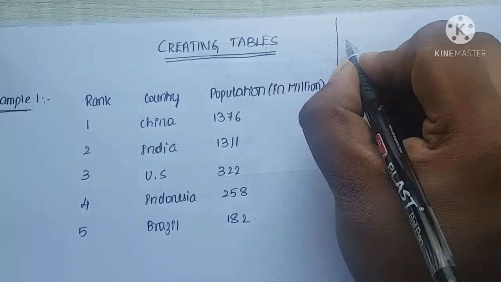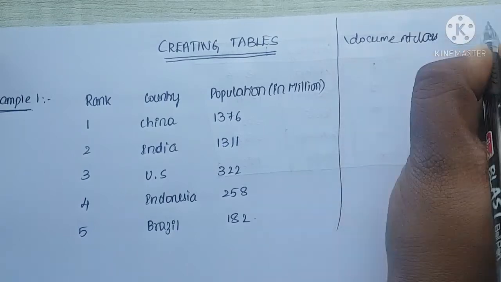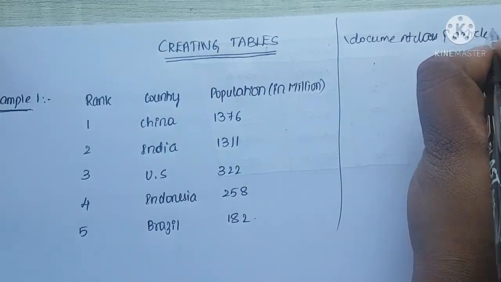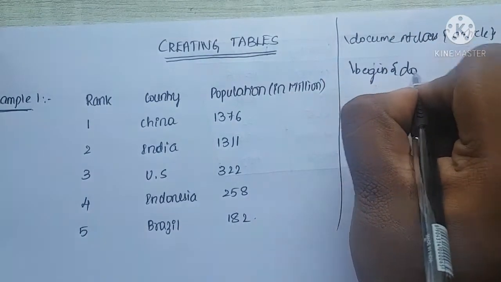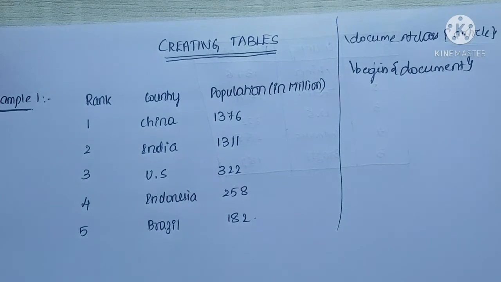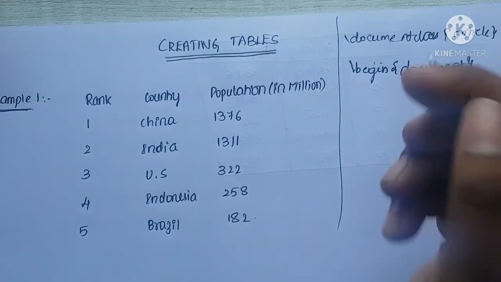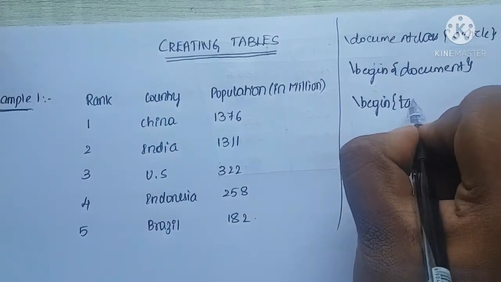As usual, the first line will always be document class article, and you need to begin a document. So backslash begin document. For creating tables, the environment we use is called tabular. So backslash begin tabular.